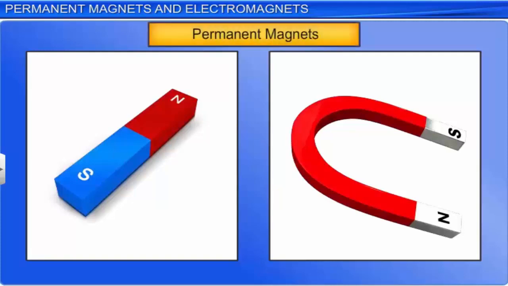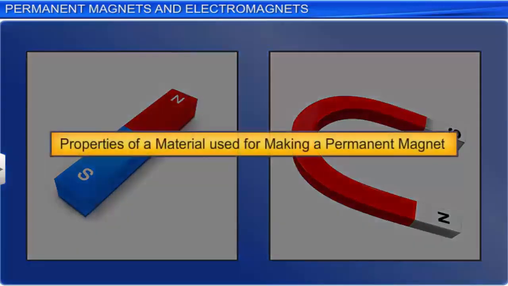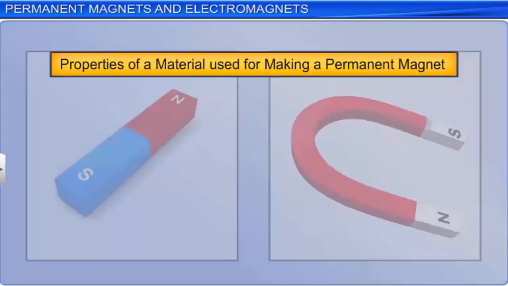Let's begin with permanent magnets. Permanent magnets are substances that can retain its ferromagnetic property for a long period of time at room temperature. Let's discuss the properties of a material used for making a permanent magnet. We cannot make permanent magnets from all types of materials. The hysteresis curve helps us to select a suitable material for it.